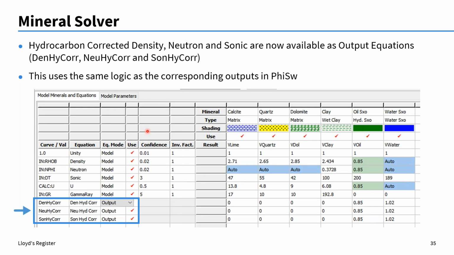Also, in the mineral solver, we have added a new outputs equation. When you build your model, on the equations option, there's now a new option to output the density hydrocarbon correction, the neutron hydrocarbon correction, and the sonic hydrocarbon correction, which is the same logic that we applied on the outputs when you're running the PSW module, the porosity and water saturation.